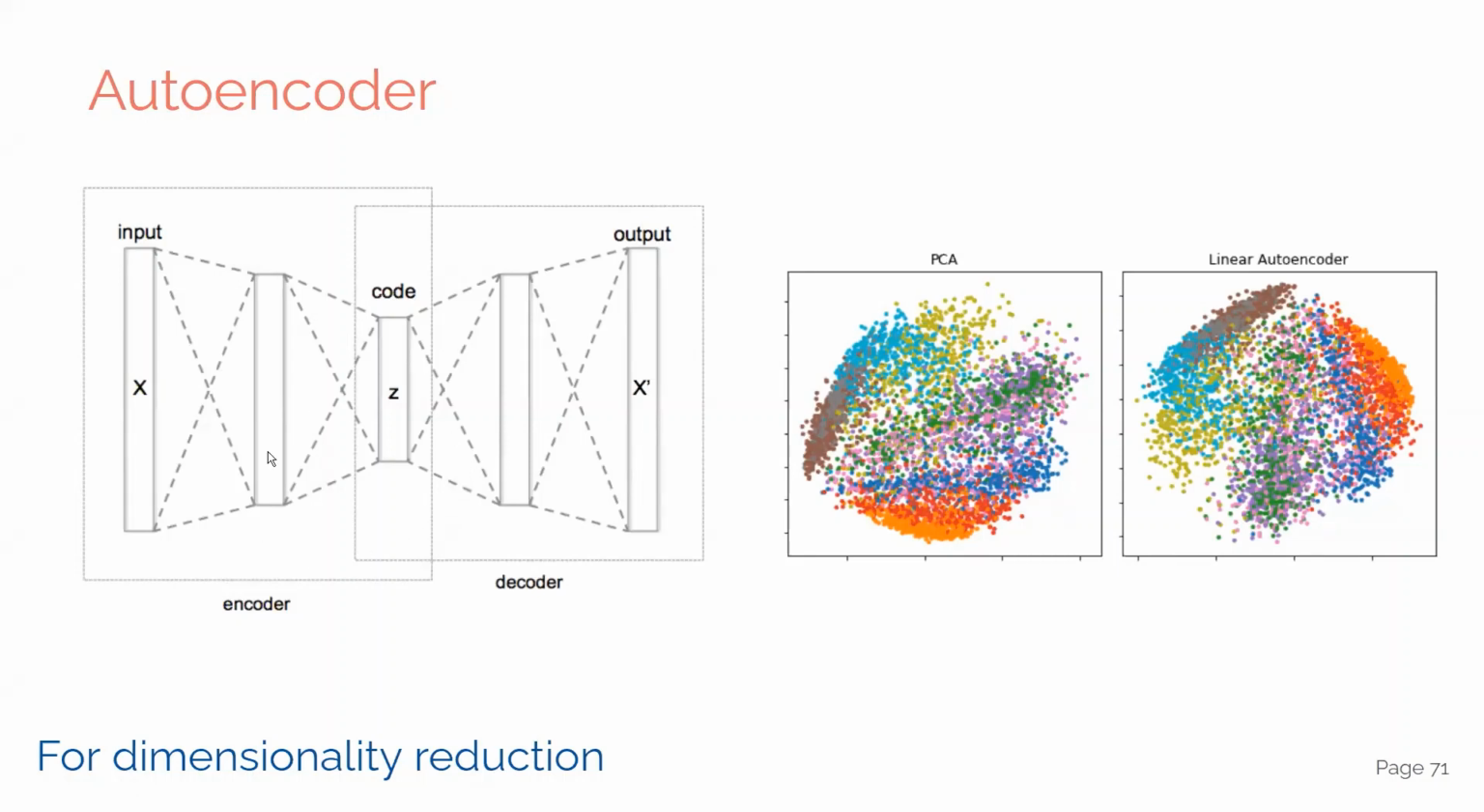So you could use it for dimensionality reduction in that sense, because this is a good enough representation of your original input. Even though what you're going to get in the output is not exactly the same, it should be good enough. So that's autoencoders.